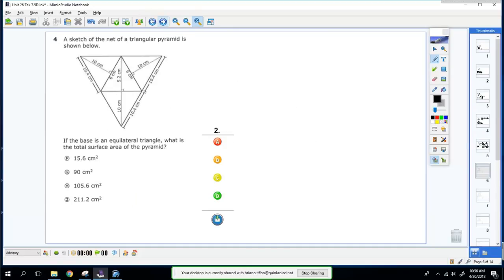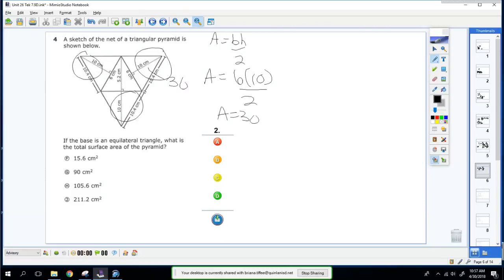Okay, last one. Number 4, a sketch of the net of the triangular pyramid shown below. If the base is an equilateral triangle, what is the total surface area of the pyramid? Okay, so you're going to find the total surface area of the pyramid. The lateral faces are the same. So these 3 triangles are exactly the same. So we're going to do base times height divided by 2. The base of the lateral is 6 and the height's 10. Divided by 2 is 30. So this triangle is 30, and this one's 30, and this one's 30.